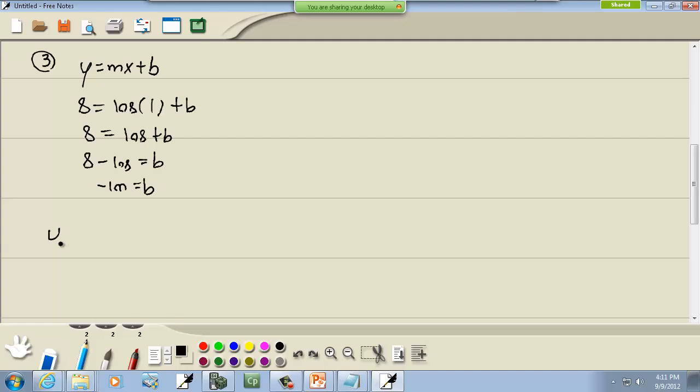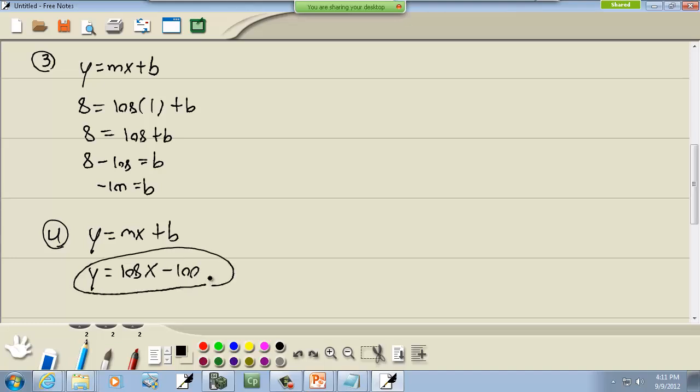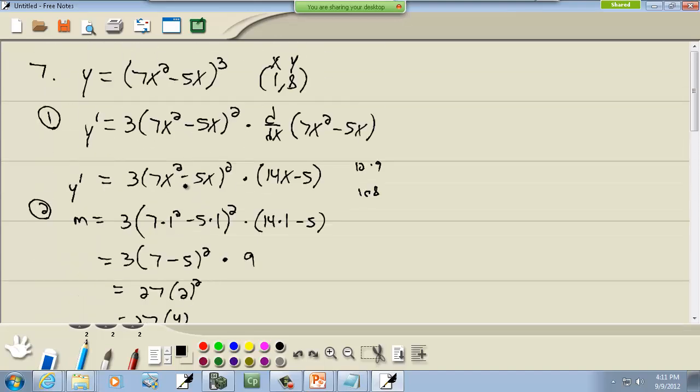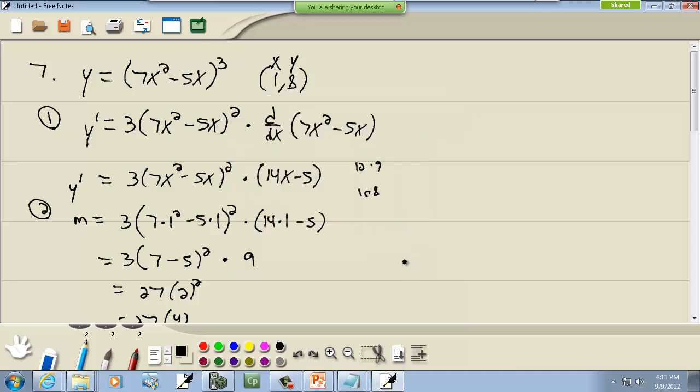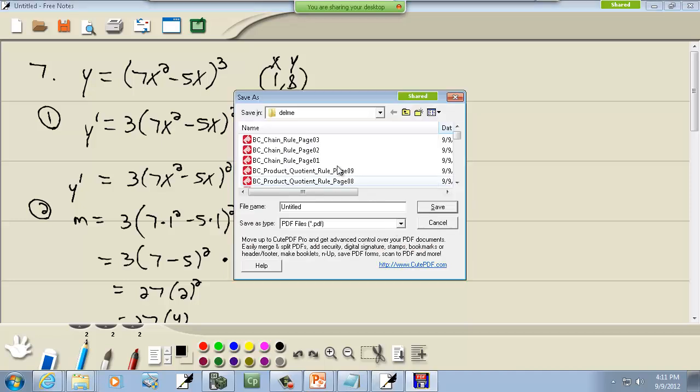Now we can't forget step 4. Step 4 is actually write our answer down. We just said m was 108, and b is negative 100. And that's our equation of the tangent line at that point. Let me save that. Then we'll look at the next problem.